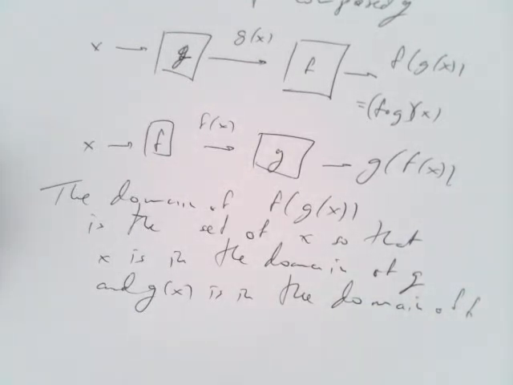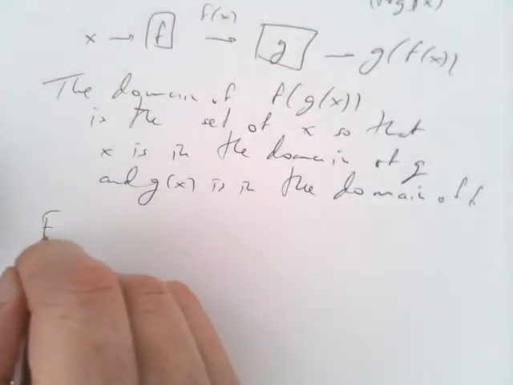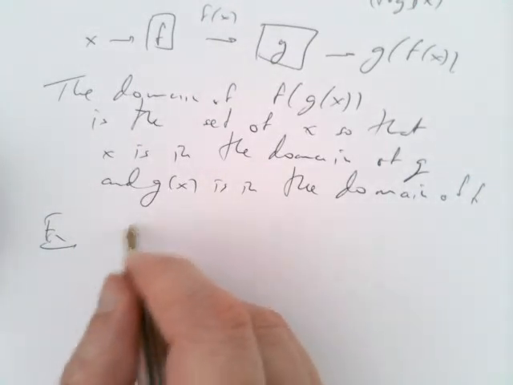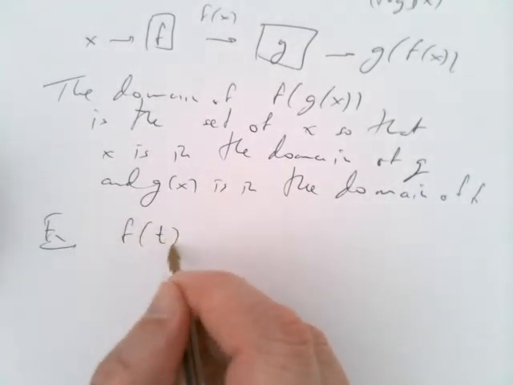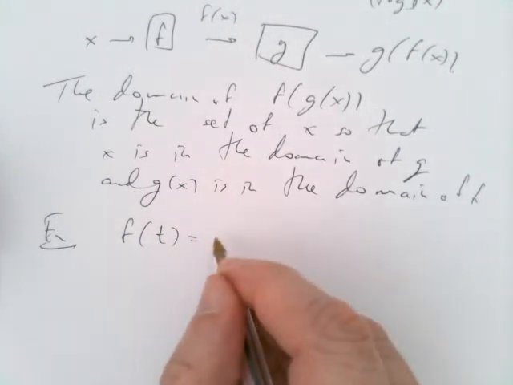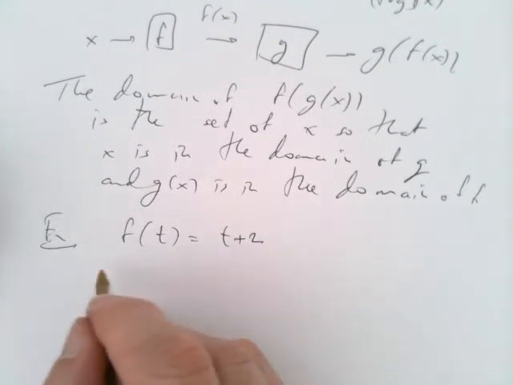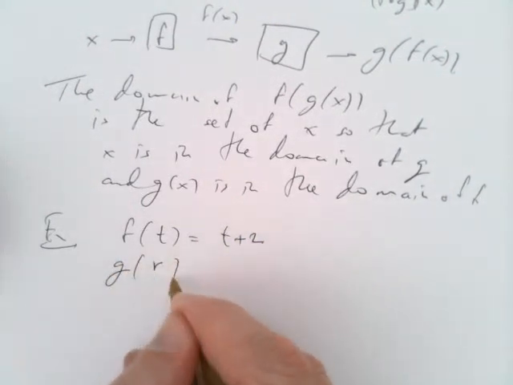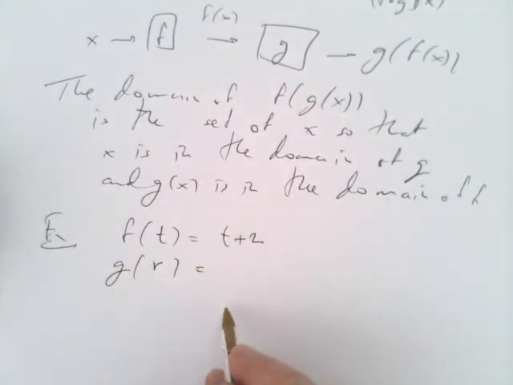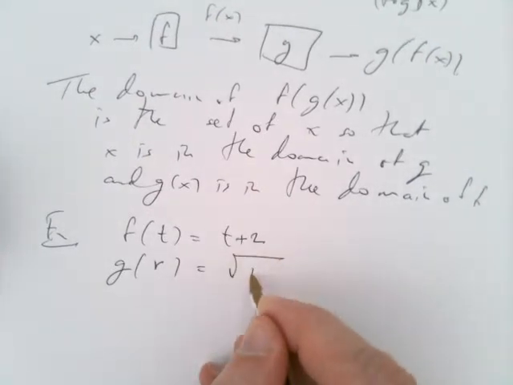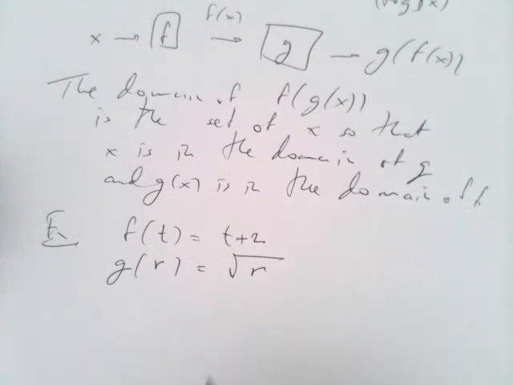All right, so if we were to take a simple example, we could look at f of t, let's use t instead of x just to make sure we're comfortable using other letters. It doesn't have to be letter x. f of t is t plus 2. And g of, let's say, r, and use a different variable for g. It doesn't matter whether we use a different variable or the same variable. That's the square root.